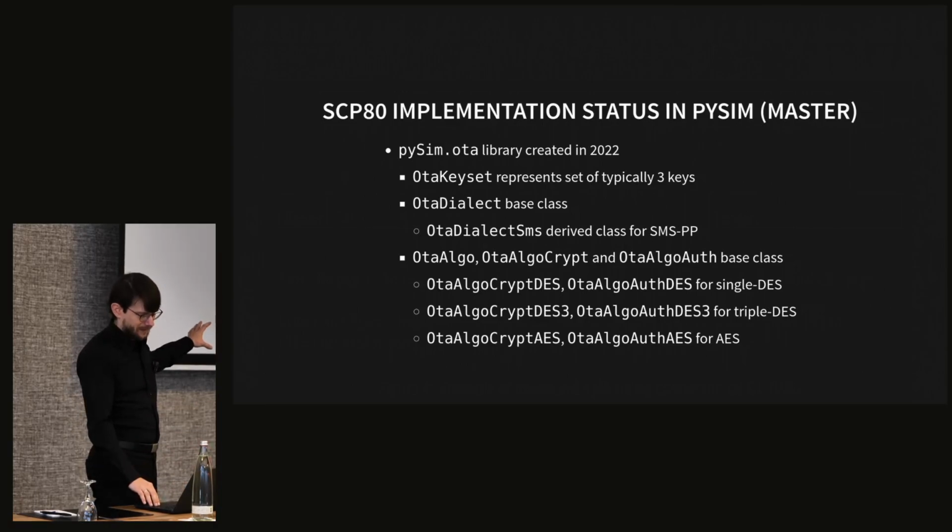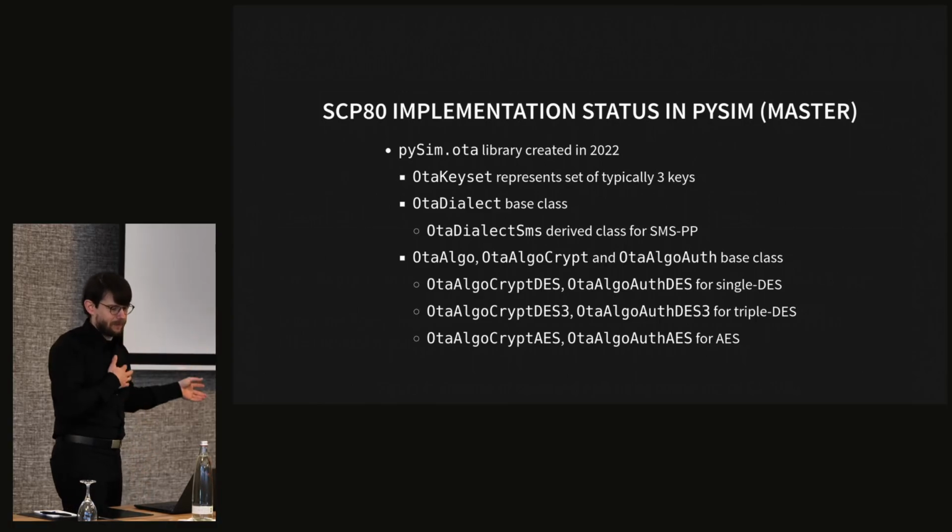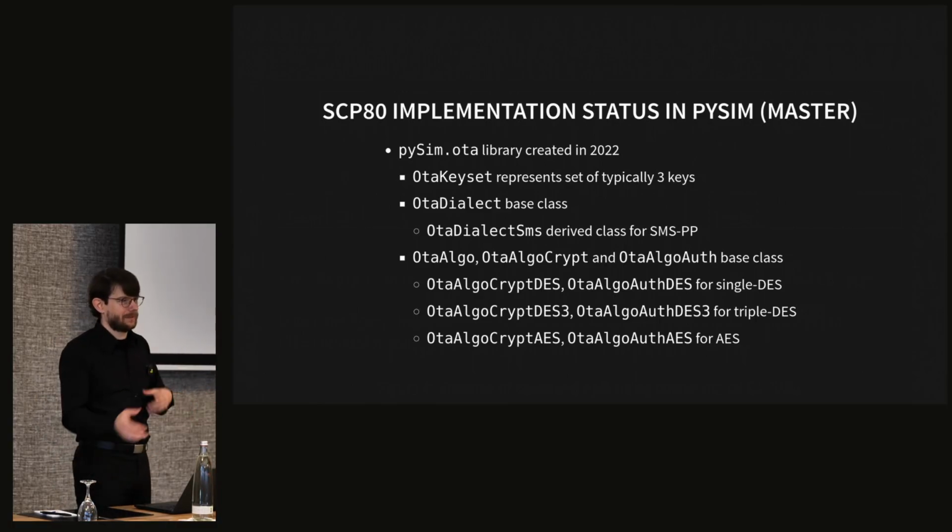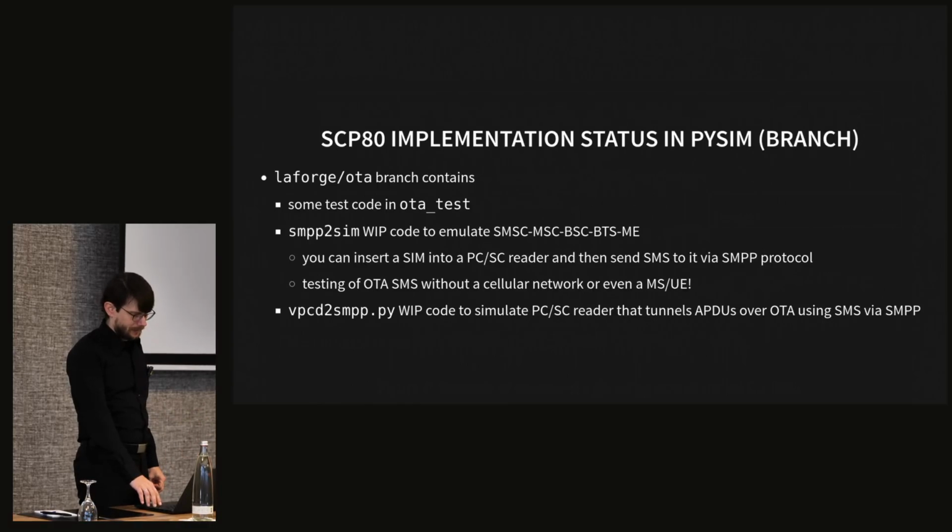So the key set represents those keys, and then we have the OTA dialect, as I called it, and only SMS is implemented, so only the SMS point-to-point with all the fragmentation and that stuff. I didn't implement cell broadcast or USSD. And then we have the algorithms: DES, triple DES, and AES, so all 3 that are specified there, for both authentication and for encryption.